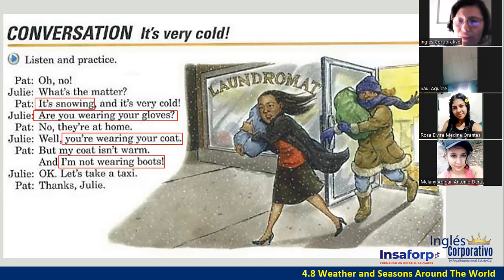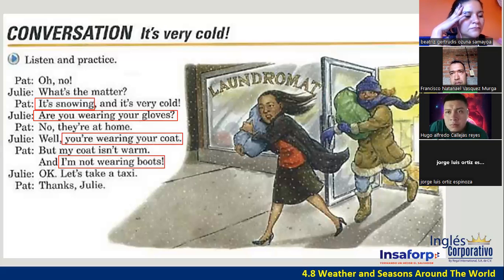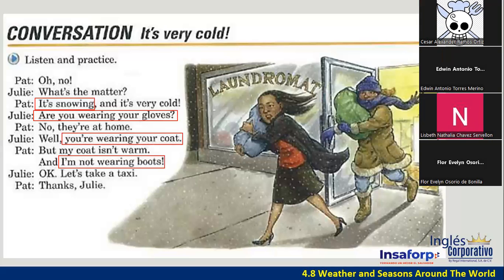So what do we have here, guys? Well, what we have here is the present continuous form, meaning that I'm talking about actions that are happening at the moment, right? So let's say, for instance, right now it's snowing, right? Está nevando, it's snowing. And the person asks, are you wearing your gloves? ¿Estás usando tus guantes? Right now. So whenever I use present continuous, I am talking about actions that are happening at the moment, okay?